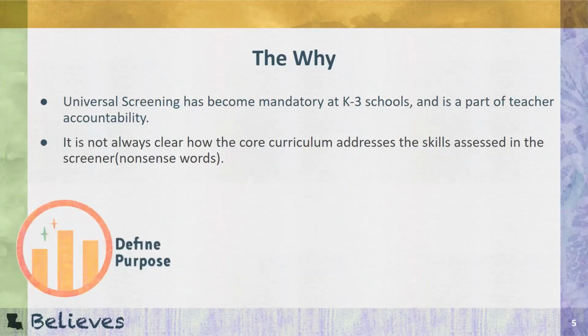Now, why are we having this conversation? Well, universal screening has become mandatory as a result of legislation at all K-3 schools, and it will soon be a part of teacher and school accountability. And it's not always clear how the core curriculum addresses the skills addressed in this screener. So oftentimes there may be some confusion about why nonsense words aren't explicitly taught in the core curriculum, and yet they're assessed on the screener. This is the reason for this session today, to explain these different things and to ensure that everyone has a clear sense for how the screener aligns to the curriculum.